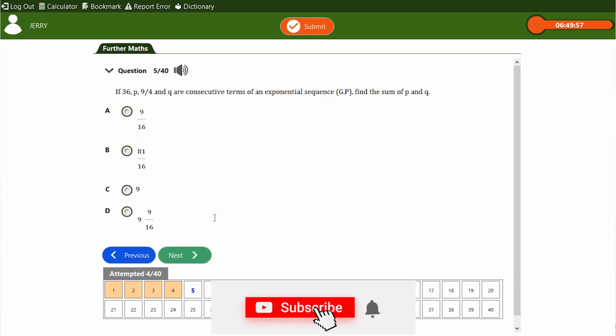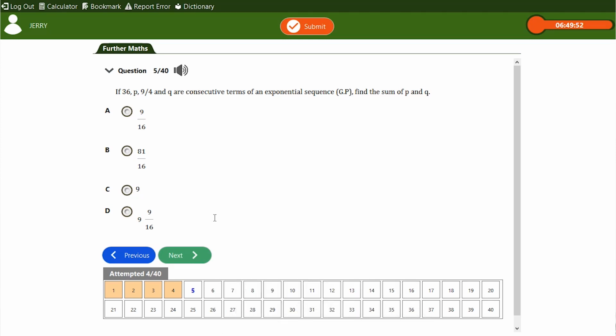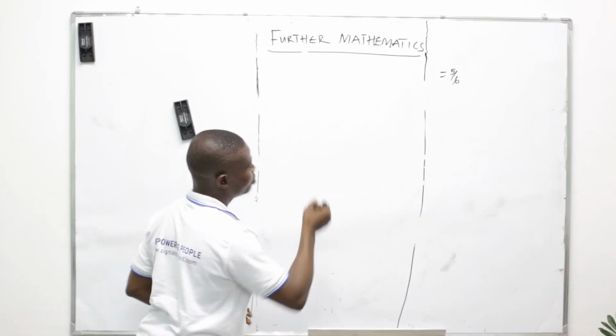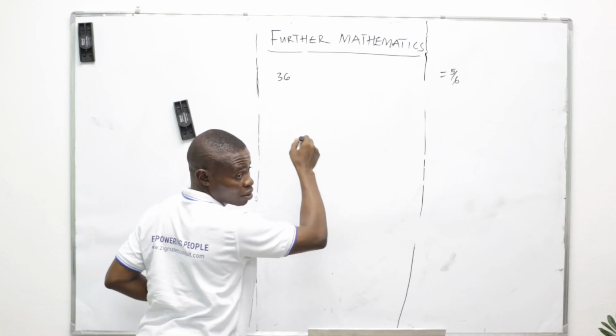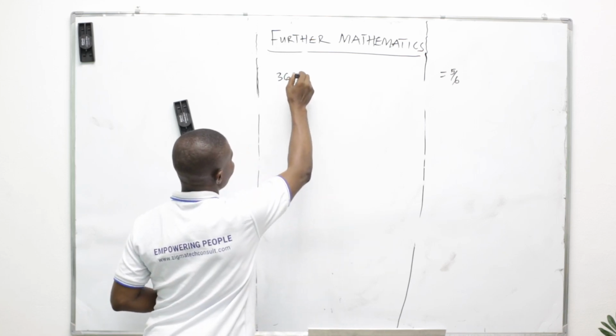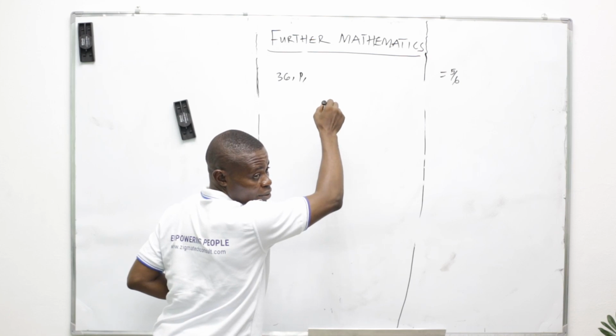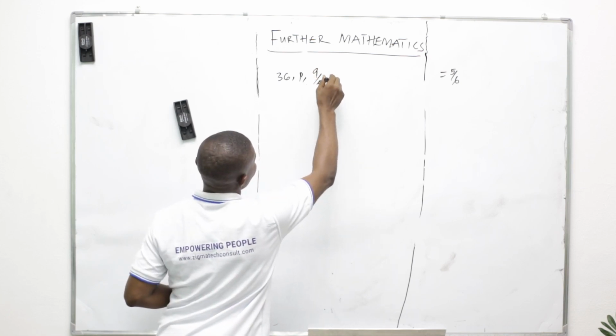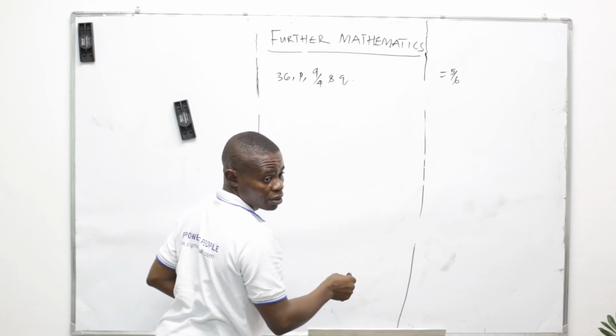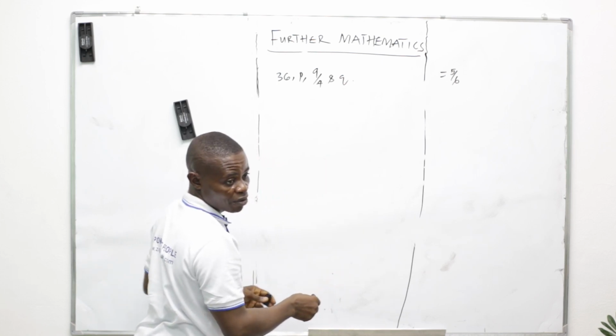If 36, P, 9 over 4, and Q are consecutive terms of a geometric sequence, find the sum of P and Q. This is a GP question, geometric progression: 36, P, 9 over 4, and the Q we are given. Find the sum of P and Q.